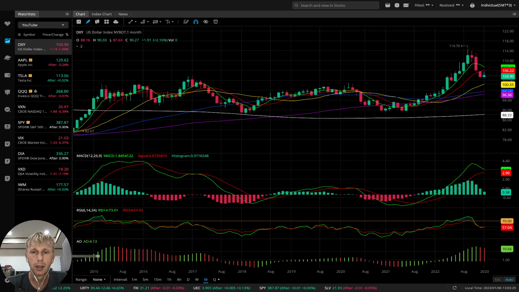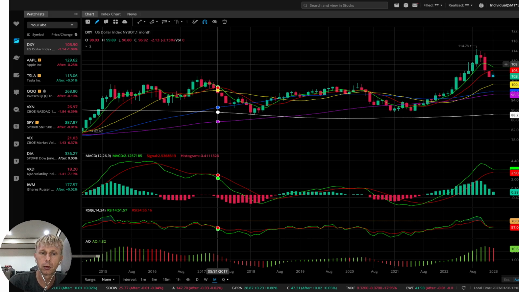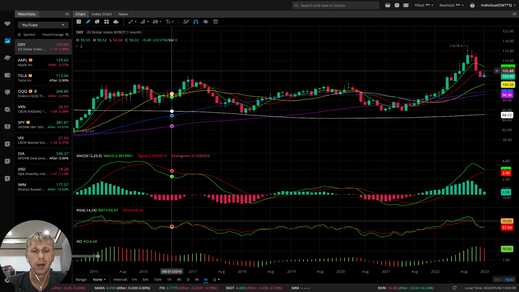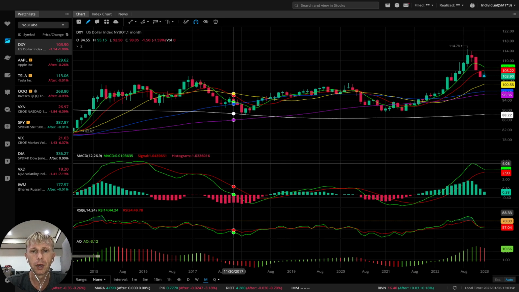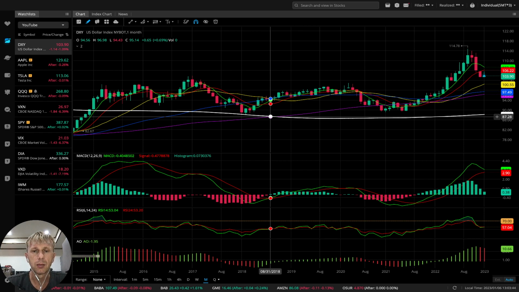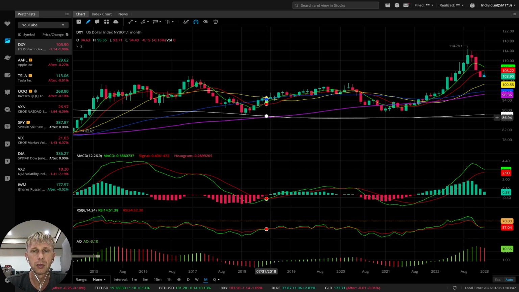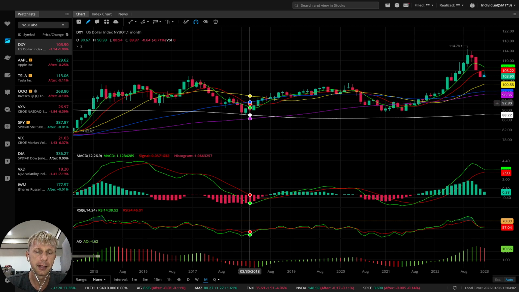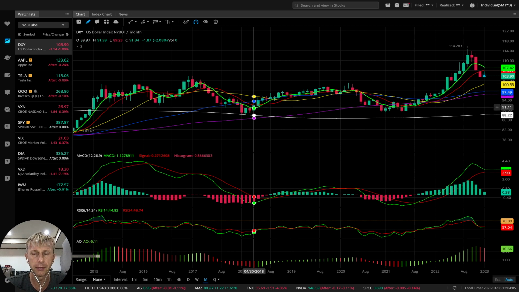Now let me briefly tell you about my setup for monthly review. I'm using moving averages. White line is the MA 200, purple line is the MA 100, blue line is the MA 50, yellow line is the MA 20, red line is the MA 10, and green line is the MA 5.